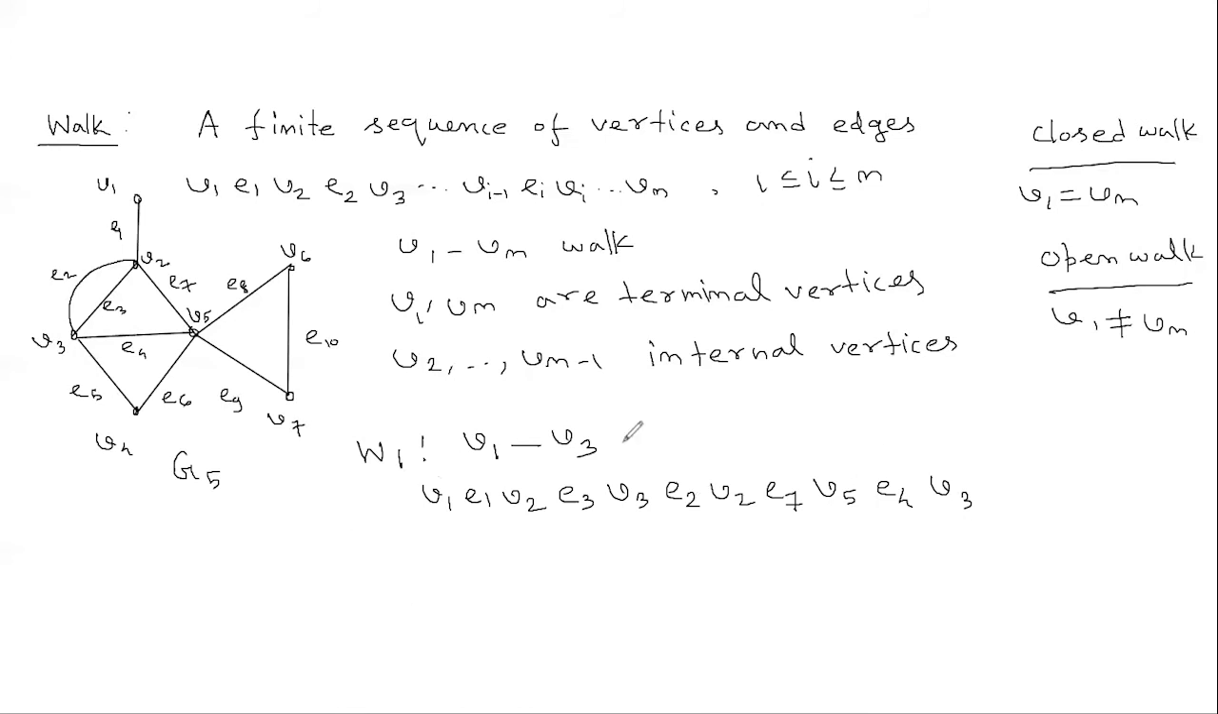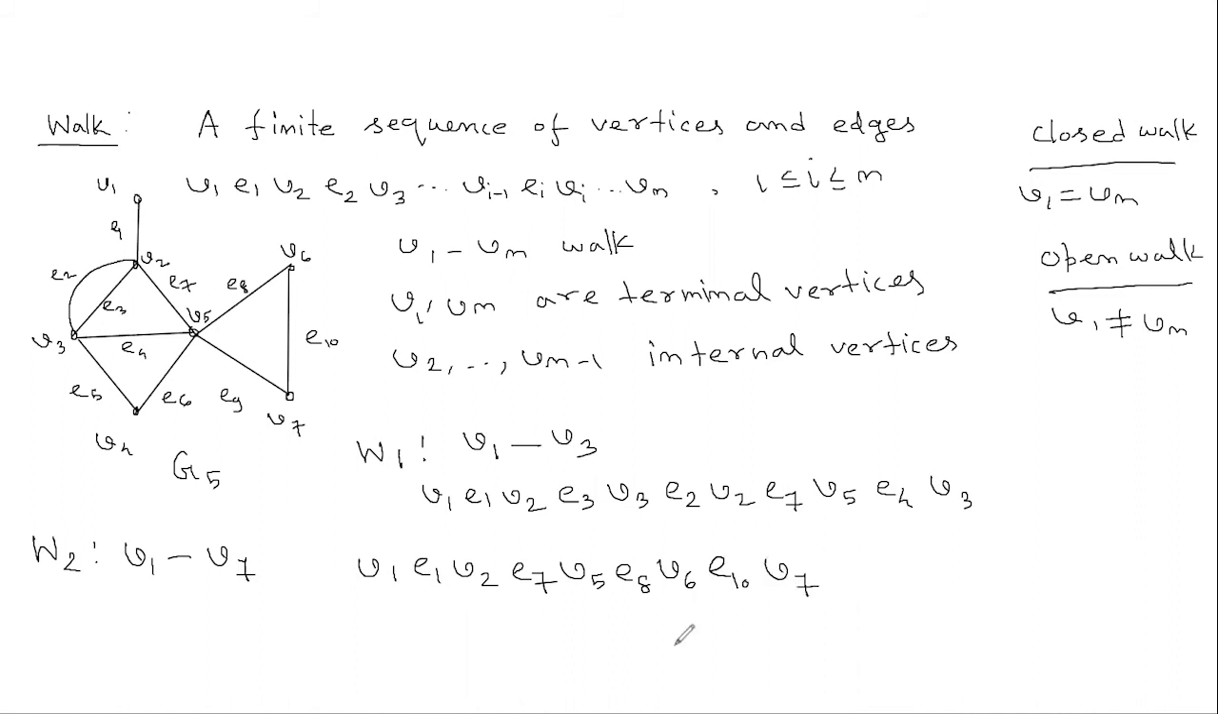So here we can see we can repeat both edges and vertices because there are no restrictions about the occurrence of edges and vertices more than once in a walk, because this is just a sequence of vertices and edges. Let us try to write another walk in G5, say from V1 to V7. So we can construct this walk as V1, E1, V2, E7, V5, then E8, V6, and E10, V7.